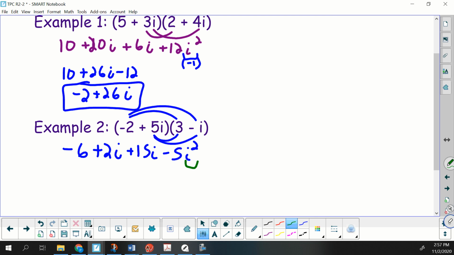Remember that i squared is the same as negative 1. So we'll have negative 6 plus 17i. And then negative 5 times negative 1 will give us positive 5. Negative 1 plus 17i when we combine our like terms, making sure the real part comes first and the imaginary part comes second.